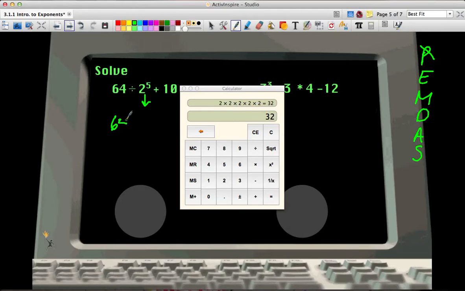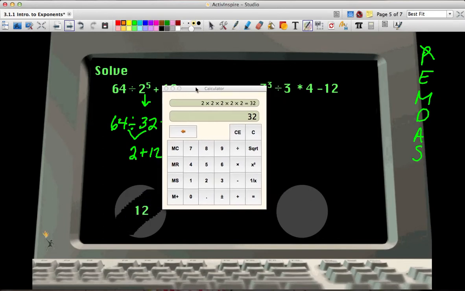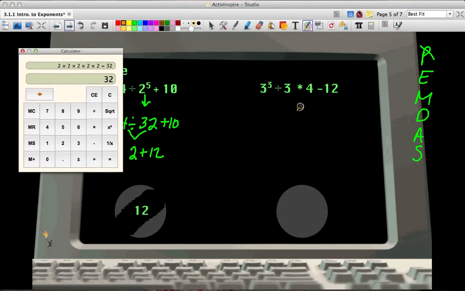So we have 64 divided by 32 plus 10. Now I know I need to divide, and I get 2 plus 10. My answer in this case is 12. So I want you to take a moment, and I would like you to solve this one on your own. When you come back, we'll check your answer.